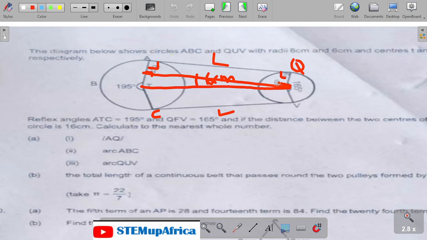Q, so here should be UV because the middle is F. So that falls under the minor. So I'm looking for the length of the arc of the minor axis. Length of the arc of the minor.